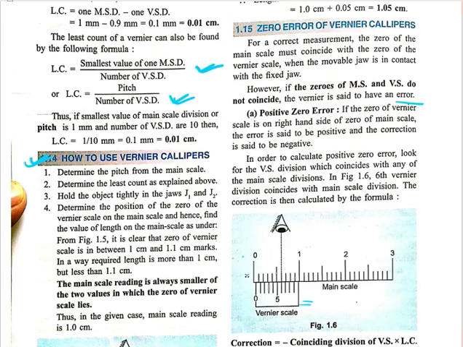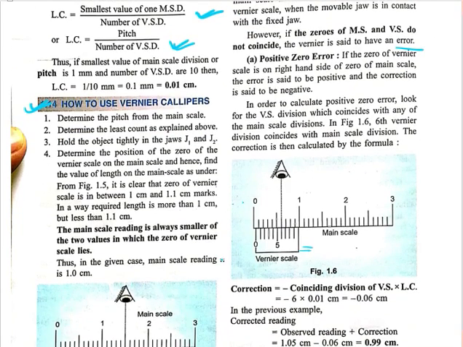Now the error can be a positive error or a negative error. It is a positive error if the zero of the vernier scale is on the right side of the zero of the main scale. You can see this zero is towards the right of the main scale, so we say it has a positive zero error. And it is said to be negative when this zero is towards the left, then we say it is a left zero error.